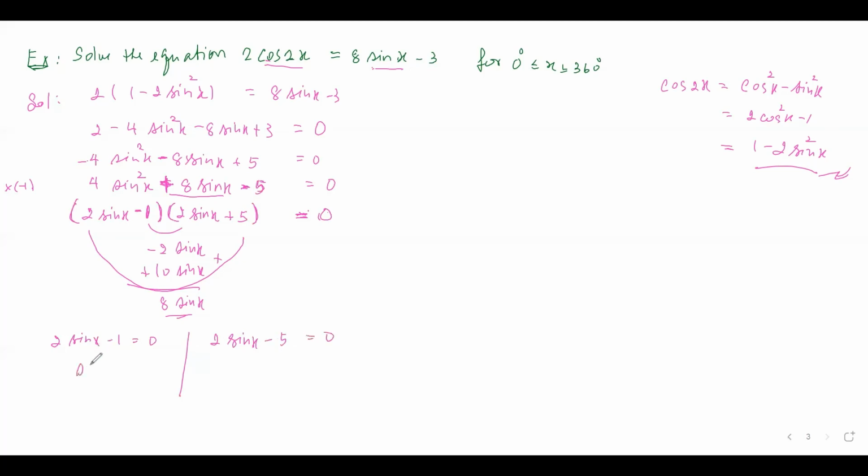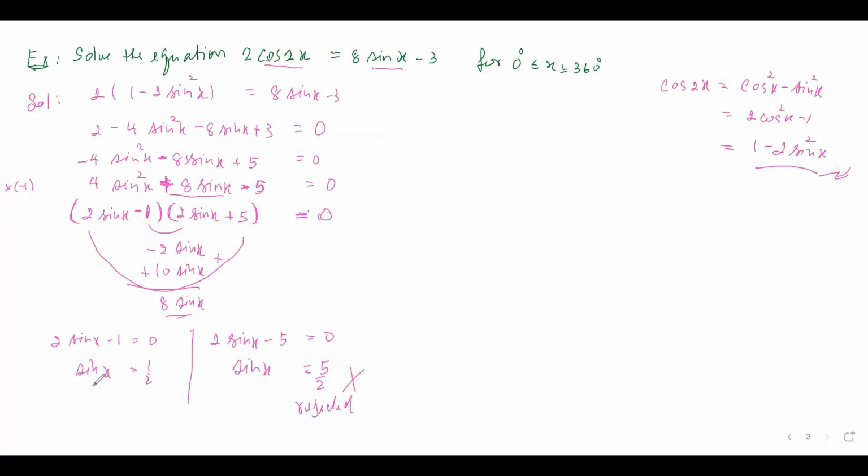So this side, sine x equals 1 over 2. And this side is going to be sine x equals 5 over 2. But then you see on the right-hand side, sine x equals 5 over 2, this one is rejected, right? Because it's more than 1. Sine maximum is 1, minimum is negative 1. So this one is rejected.